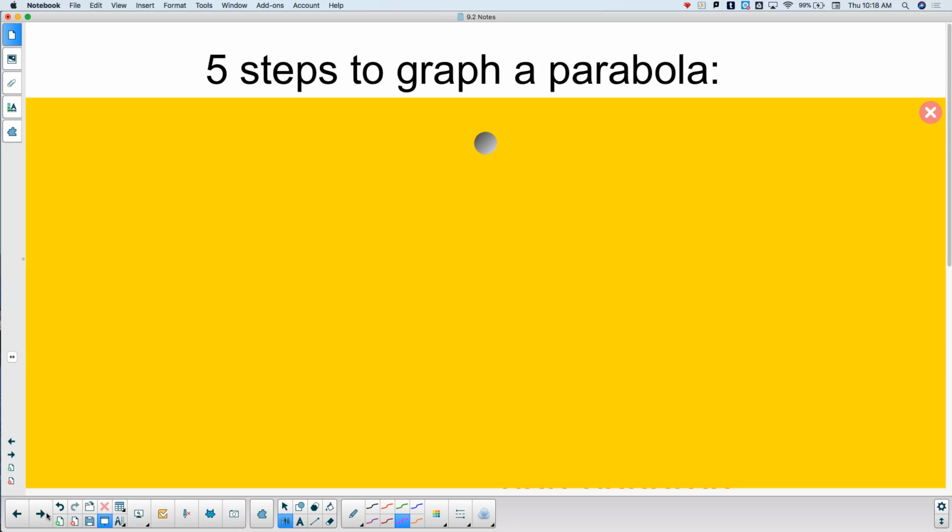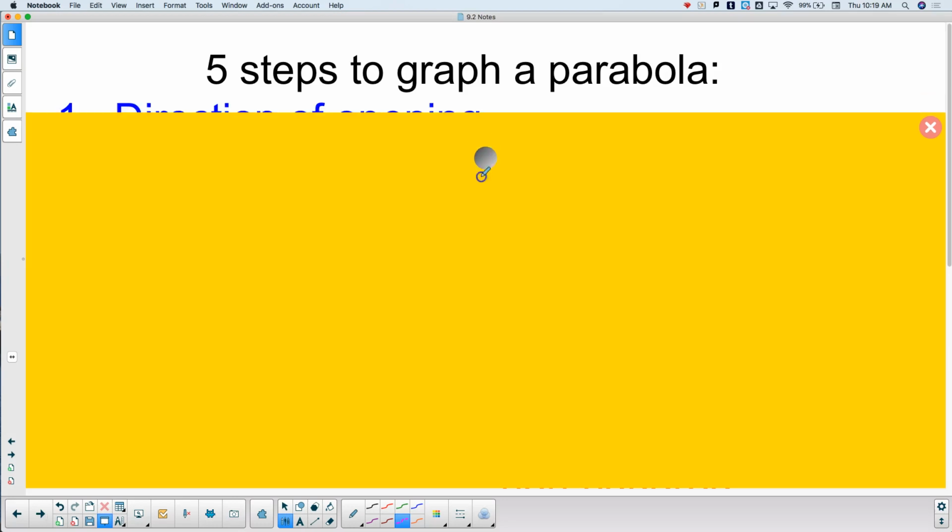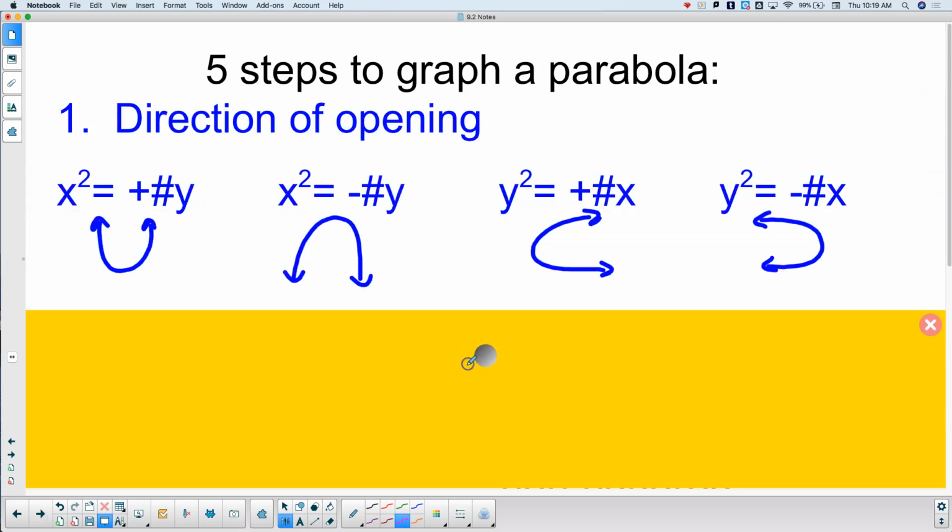If it's positive, we go in the positive direction, right? Which would be up or to the right. Correct. And if it's negative, we go down or to the left. Love everything about that. So the first step is to identify which way you're opening, the direction of the opening.